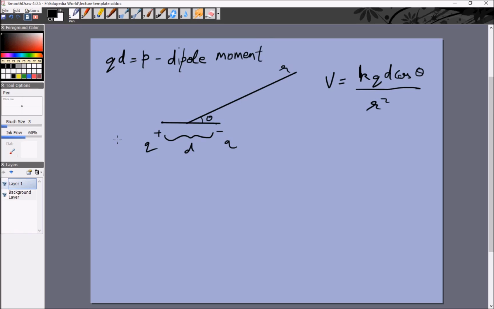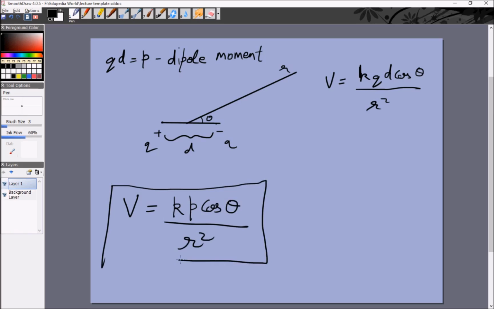Now here students sometimes have confusion. They assume q is the charge on the dipole. No, the charge on the dipole is 0, right? Because you have a positive charge and you have an equally negative charge. So q is not the total charge on the dipole. It is either the positive charge or the negative charge magnitude. One of the two charges multiplied by the distance between them. From this we get the result that V is equal to k p cos theta by r square.